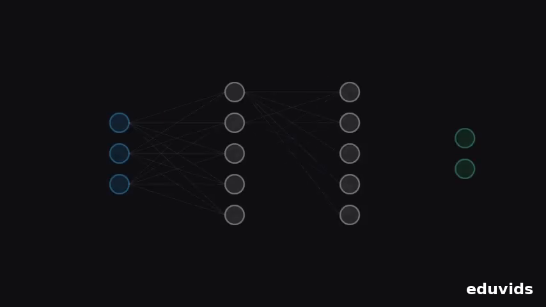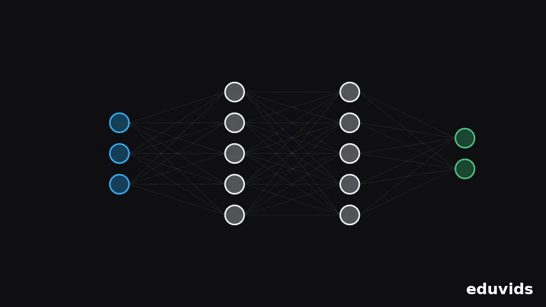Chain layers together and you have a network. Input layer, one or more hidden layers, and an output layer. Data enters at the left, gets multiplied, summed, activated, and moves right, step by step, until the final layer produces a prediction.